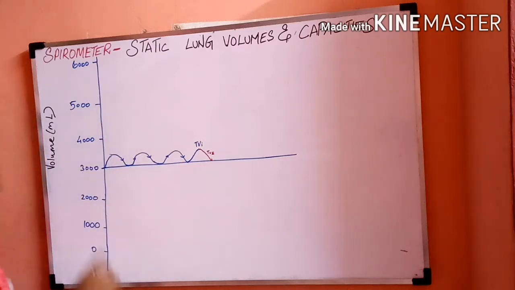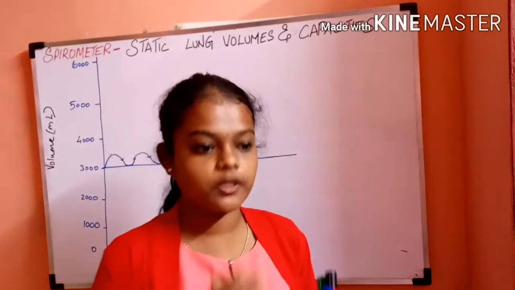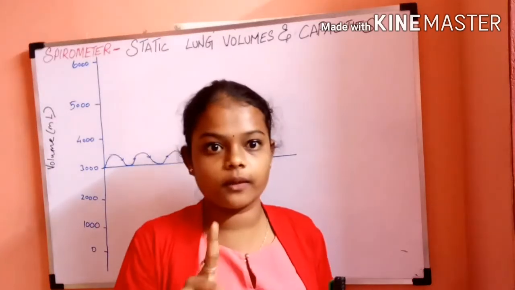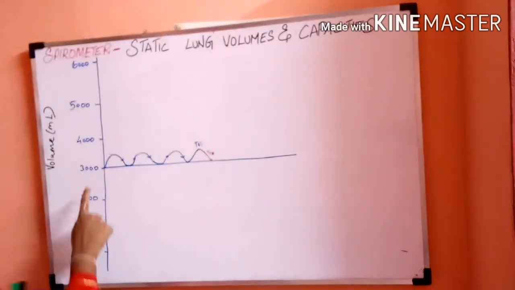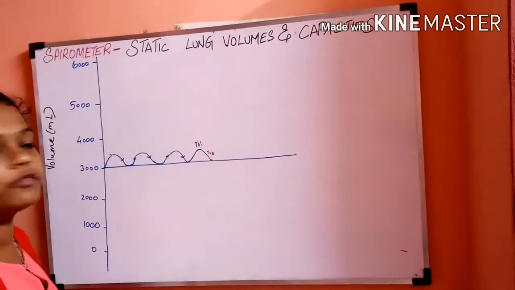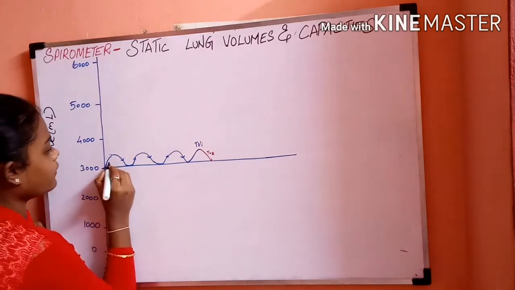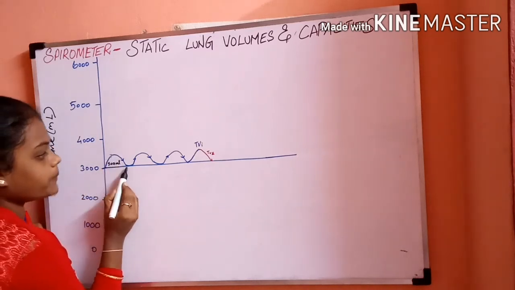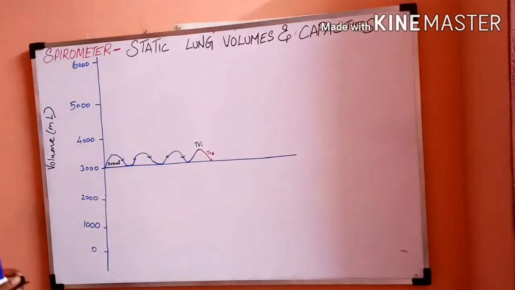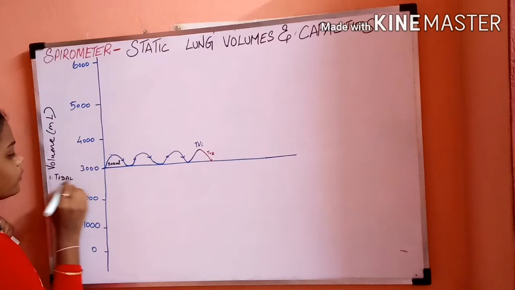So let us see the volume of this tidal respiration. The normal value of the tidal volume வந்து 500 ml. Inspiration அப்ப 500 ml, expiration அப்ப 500 ml. So the normal tidal volume value will be 500 ml. So I will be writing here 500 ml. On inspiration 500 ml, expire ஆகும்போது 500 ml, right? So this was the first volume, tidal volume.